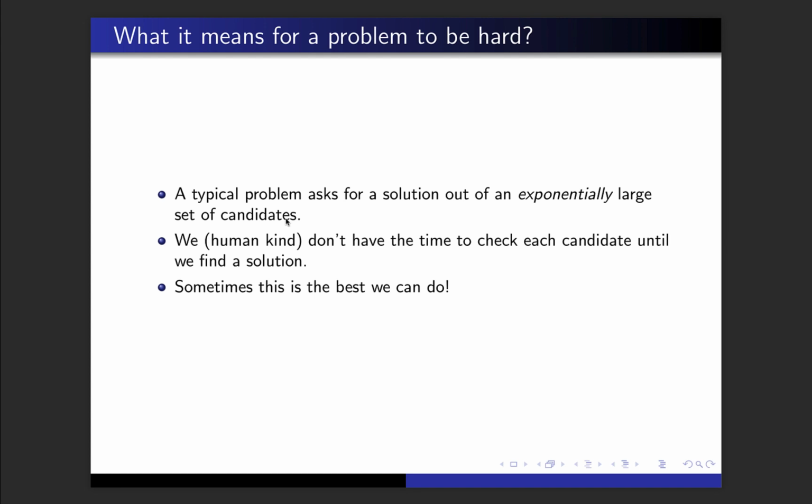The very first ones are the following. Typically, when you solve a problem in computer science, you're presented with the setting and you need to find a solution. But the set of candidates that could be solutions for your problem is typically of exponential size. Which means that if you start by checking your possible solutions one by one, it will take a long time. And we as humans don't want to do that. We don't want to devote a long time to just find a solution of a problem.